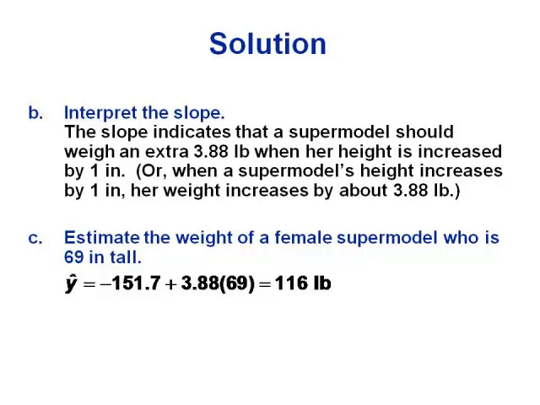And then C asked for an estimate. So, a supermodel who is 69 inches tall, checking the range of heights, that definitely falls in the range that we had. So we'll plug that 69 in for the x, and we'll round to, I said you have to round at least as far as the y values in the data chart that you were given. So they were all whole numbers, so you can make this a whole number. You can go farther if you want.